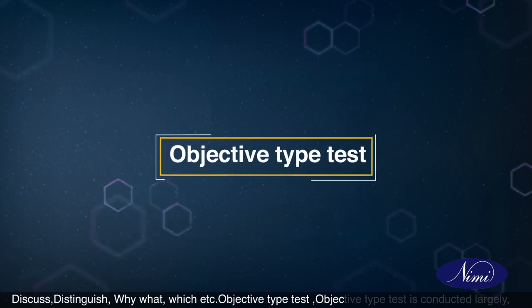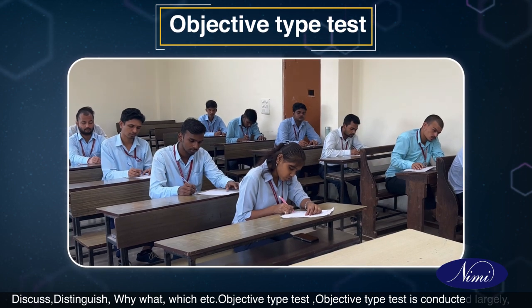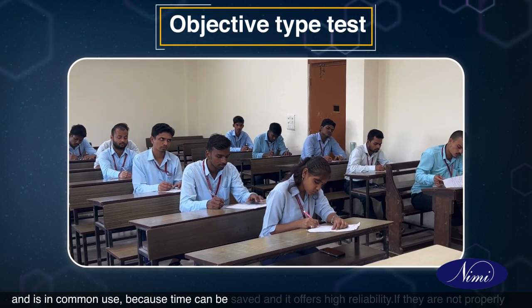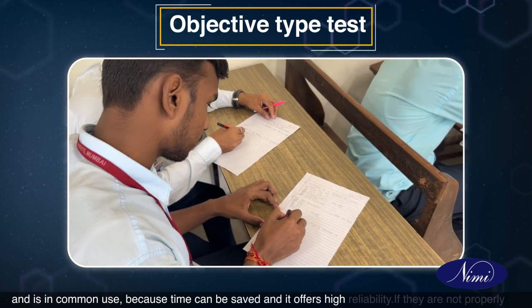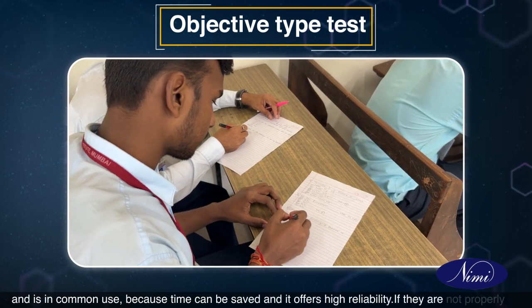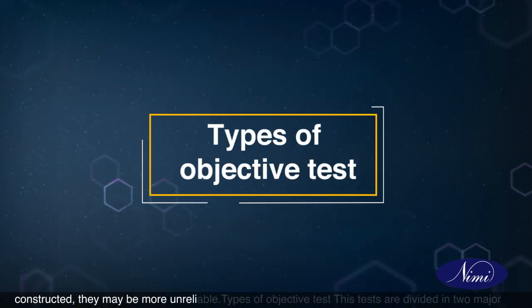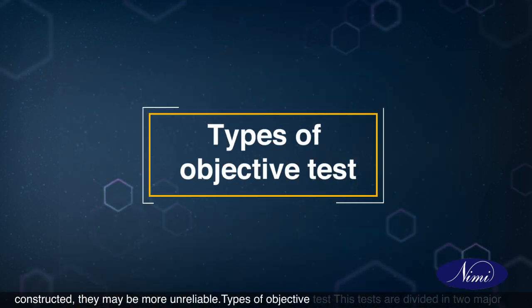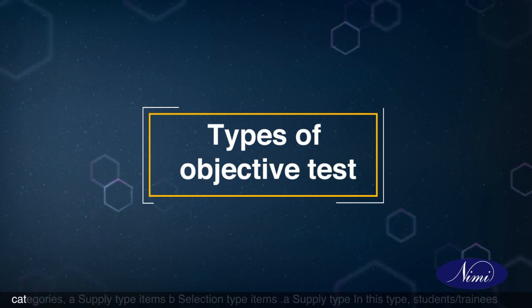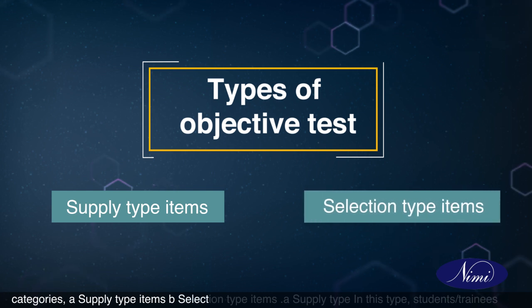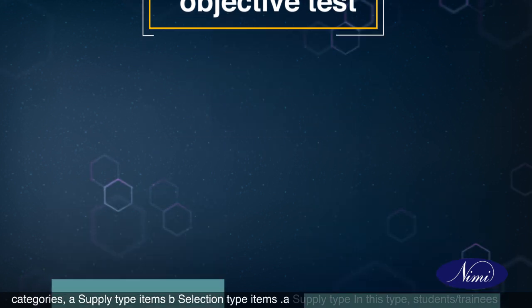Objective type test. Objective type test is conducted largely and is in common use because time can be saved and it offers high reliability. If they are not properly constructed, they may be more unreliable. Types of objective test. These tests are divided into 2 major categories. A. Supply type items. B. Selection type items.